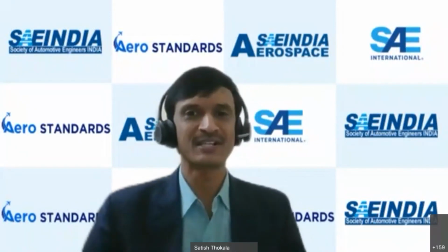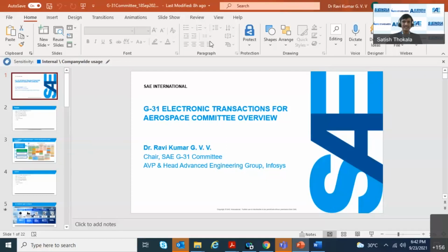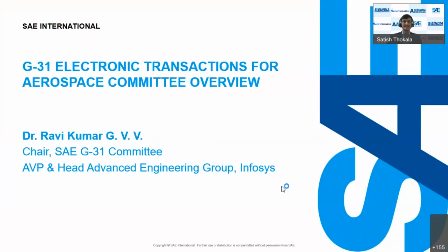It's my pleasure to introduce Dr. Ravi Kumar, who is Associate Vice President and Head of Advanced Engineering at Infosys. He is the chair of G31 and member of HM1 technical committees of SAE International, contributing to various aerospace standards development. He has led many innovation and applied research projects over the past 25 years. His areas of expertise include mechanical structures and systems, knowledge-based engineering, composites, artificial intelligence, robotics, autonomous systems, AR, VR, Industry 4.0, and so many to continue.